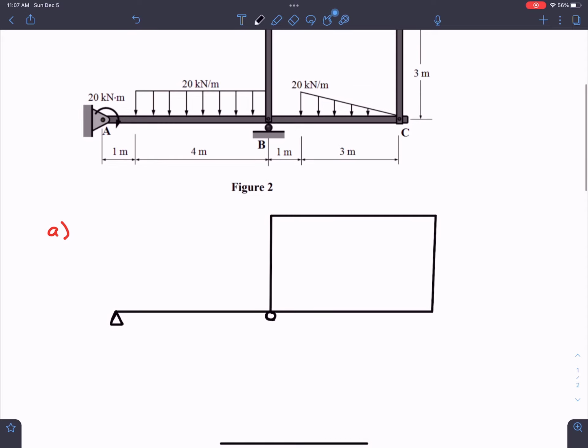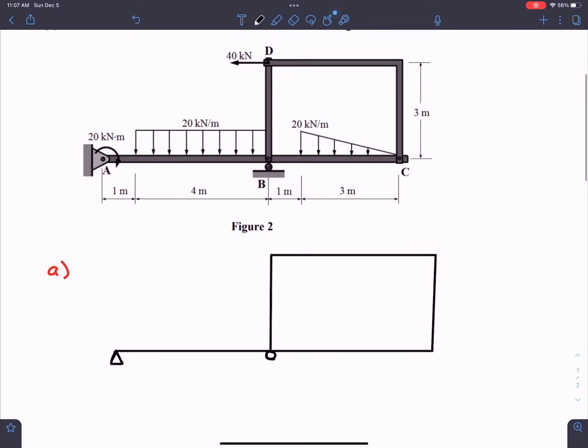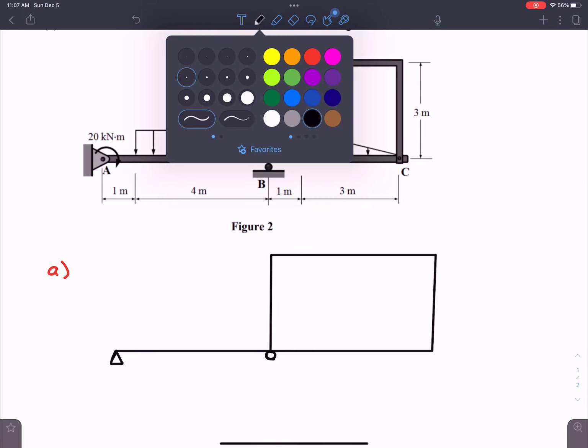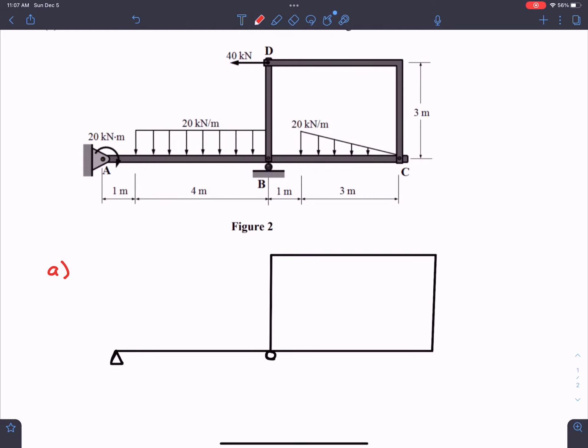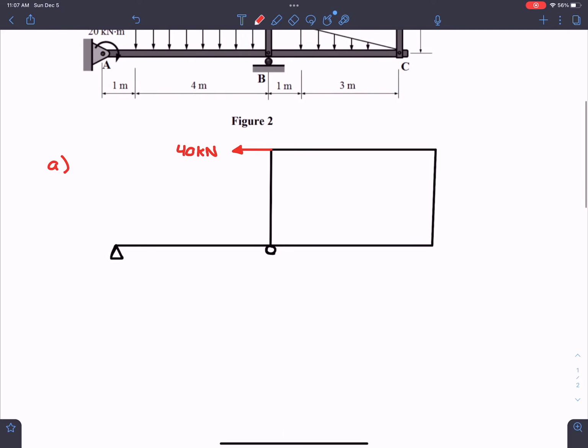So as we can see, we have the majority of the components. We have the beam itself. We have the two support reactions. And I'm just going to go through and start adding all of the loads. So at point D at the very top here, we know that we have a lateral load of 40 kilonewtons. So I'm just going to put 40 kilonewtons. We can see that we have two distributed loads, and I'm going to do those in a second.